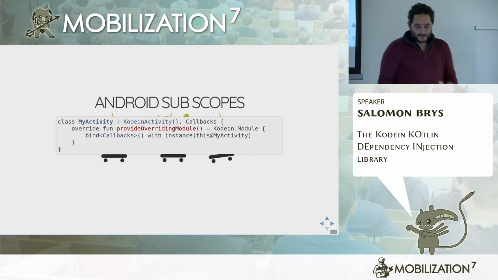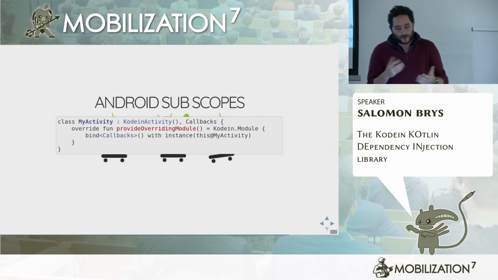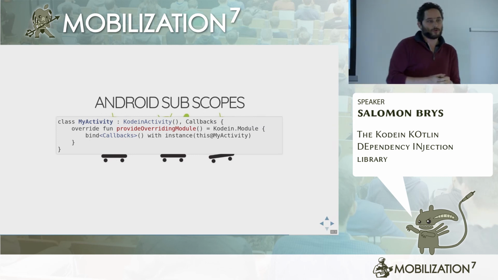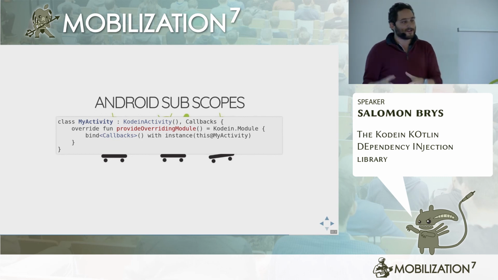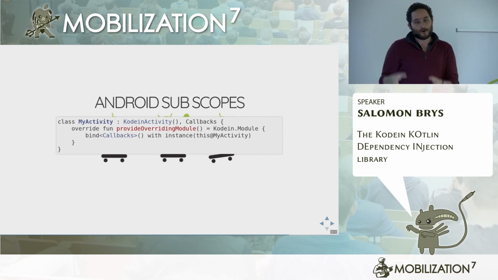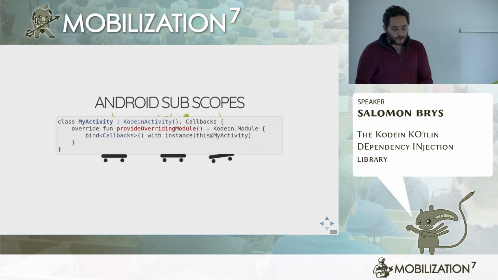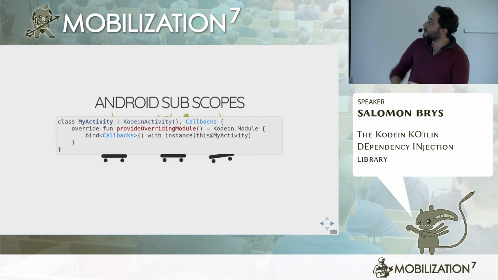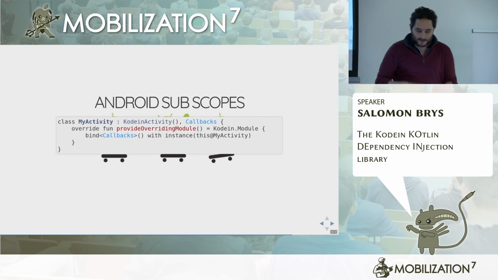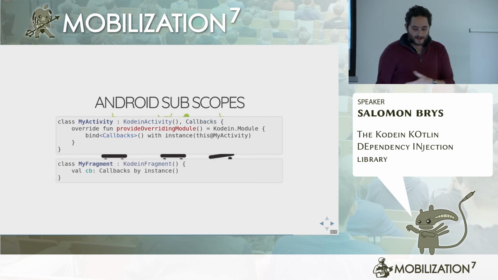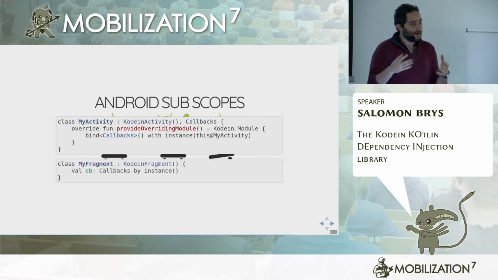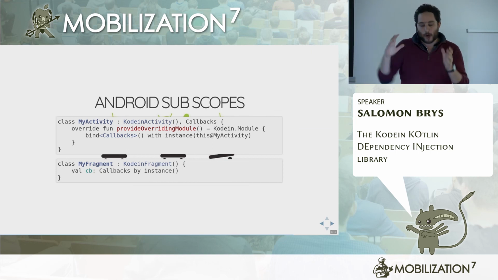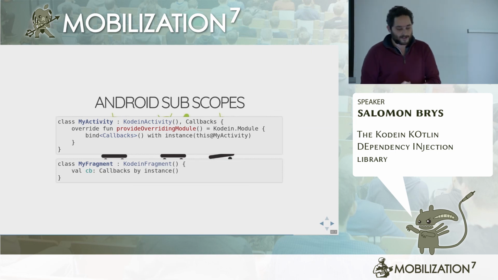And there is this thing that is called Android subscopes that allows you to create scopes within activities, and your fragments and your objects and your views or what have you that are specific to this activity will get more things from this Kodein. You need to implement this Kodein activity and then bind it, and then in your fragment you can retrieve it. That's a binding that exists only inside your activity.